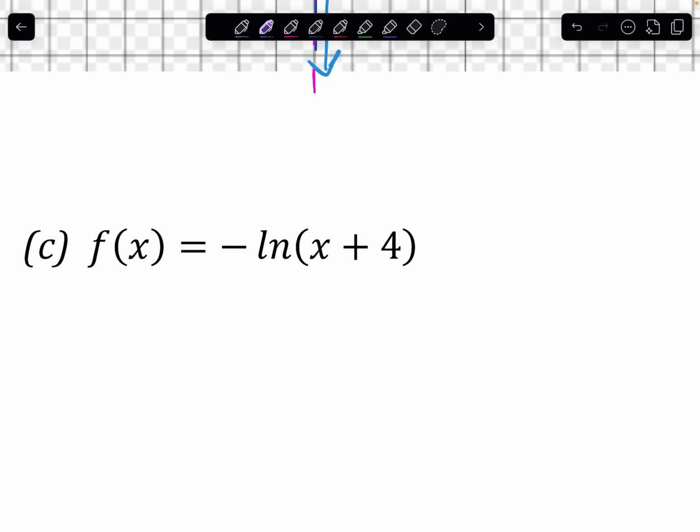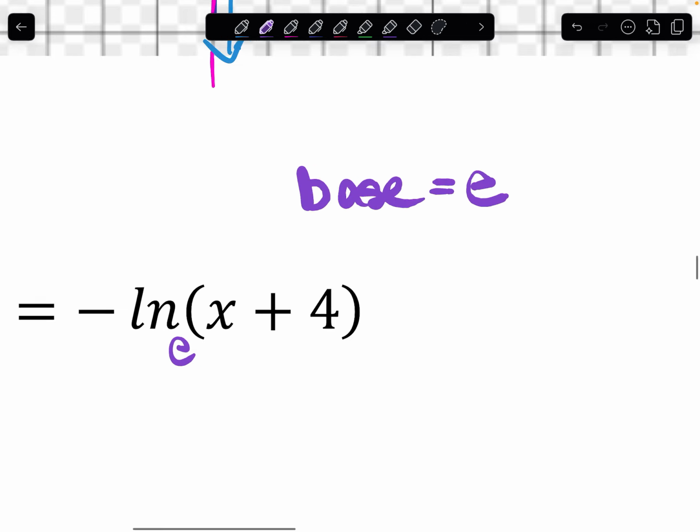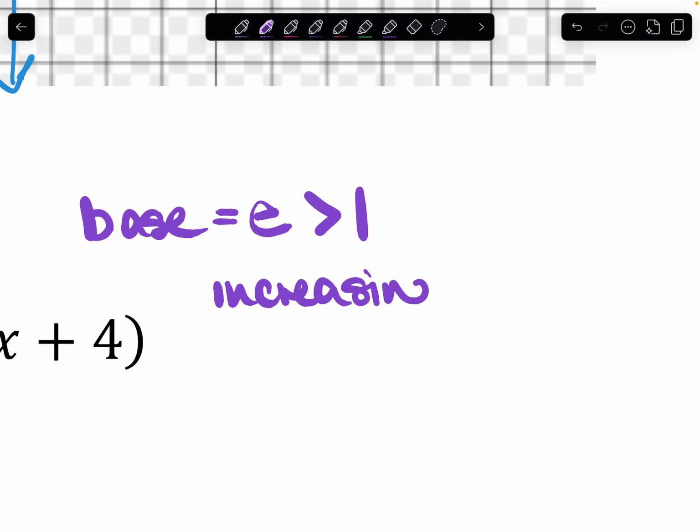This is an LN. Remember, LN is base E. If you don't know or you've forgotten, you can always go to a calculator and type in E. E is 2.7-ish, so it is bigger than 1. So E is always bigger than 1. So that means this is going to be increasing from left to right. So this is going to be increasing unless there's a transformation that's going to change it. So right now we think it's going to look like this.